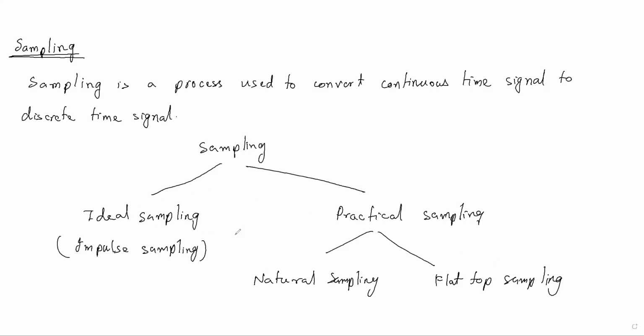So why is it called ideal sampling or practical sampling? There is a reason: ideal sampling uses the impulse signal, and I have said that we cannot generate an impulse signal practically. But theoretically we can analyze the signal by taking the impulse concept. Since we cannot generate ideal sampling practically, there are two other methods which can be generated practically. That's why we categorize them as practical sampling: one is natural sampling and another is flat top sampling.